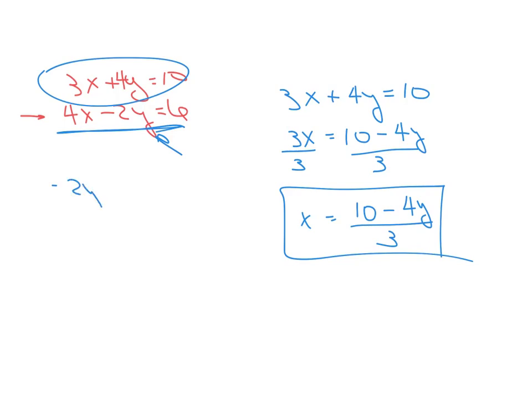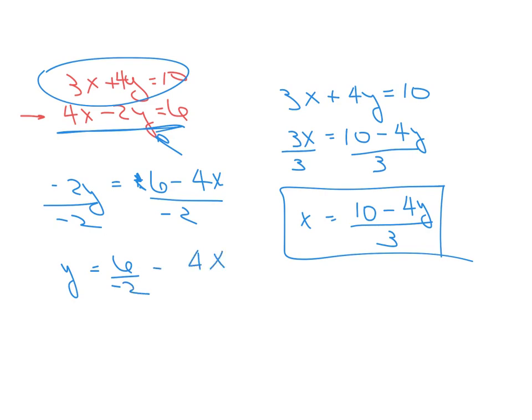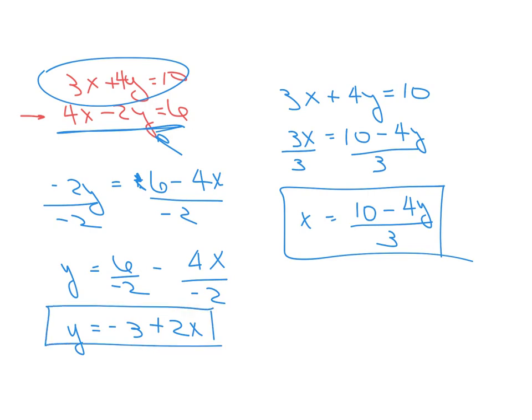So we have negative 2y equals 6 minus, whoops, that's not a negative, 6 minus 4x. Divide by negative 2, divide by negative 2. So y equals 6 over negative 2 minus 4x over negative 2. Yeah, this is looking a lot better. So y equals negative 3 plus 2x. Or, if we want to make this look nicer, 2x minus 3. That one looks better. Okay, so that being the case, we didn't have any fractions.